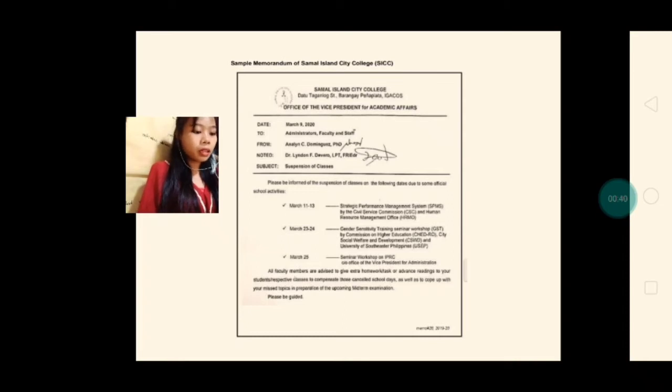Next, we have a date. Serve as chronological record for reference purposes. Kana makita nimo dira nga date. Tapos nakabutang March 9, 2021.